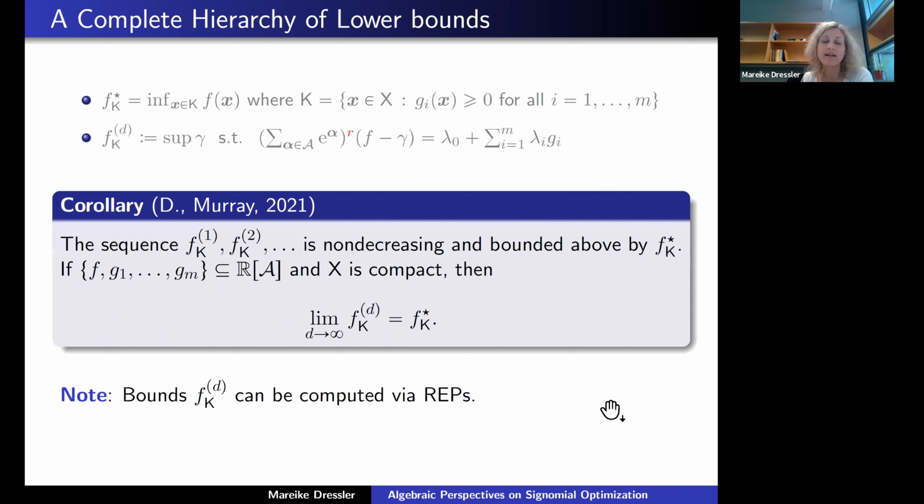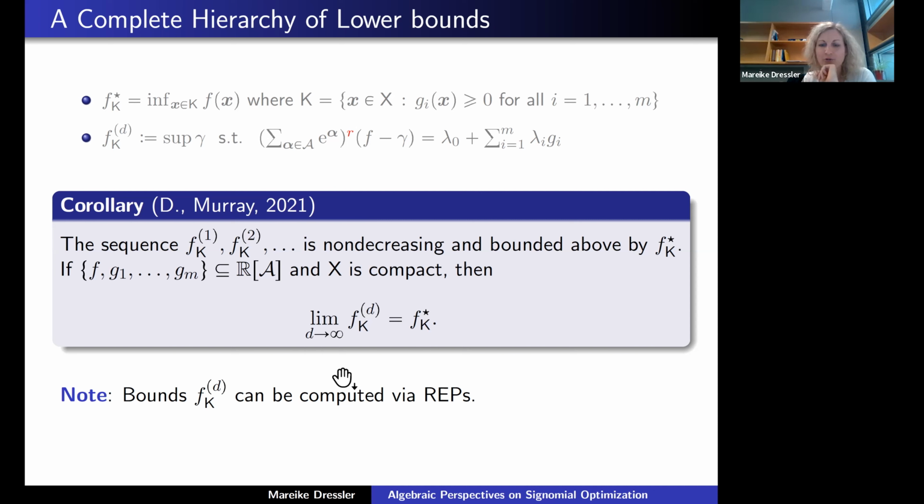And it turns out that this is a complete hierarchy. By that we mean if we now drive this degree higher and higher, we really approach our optimal value from below. And each of these bounds can be computed via relative entropy programs.